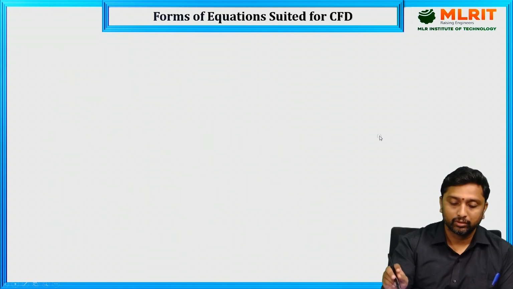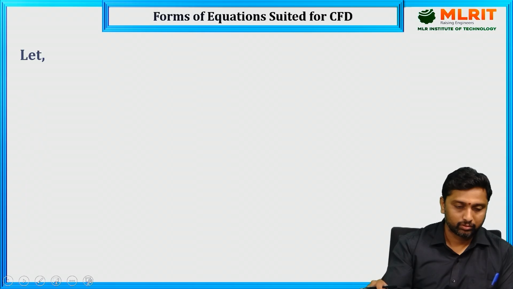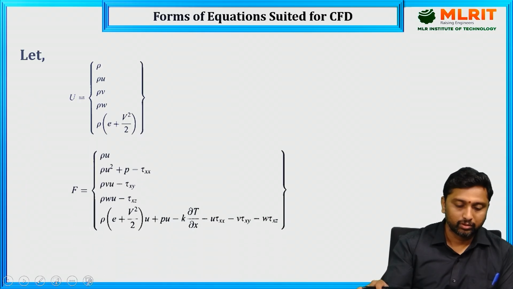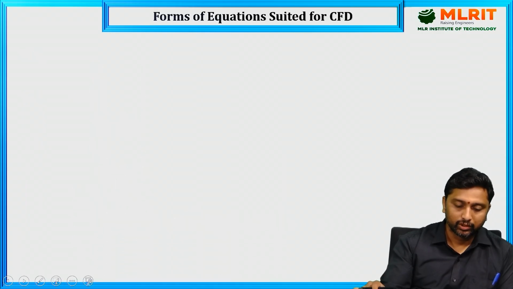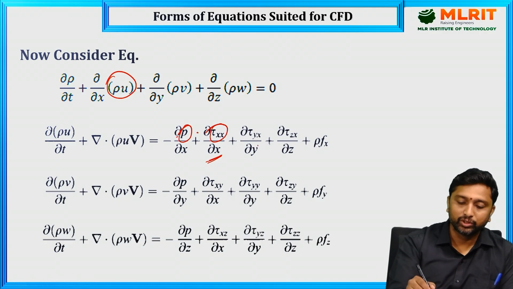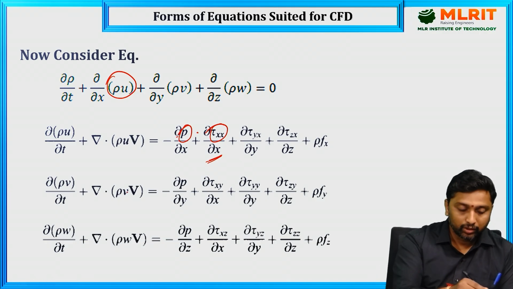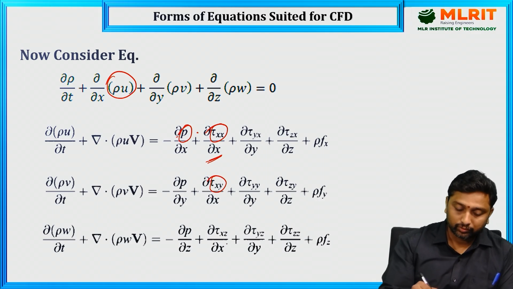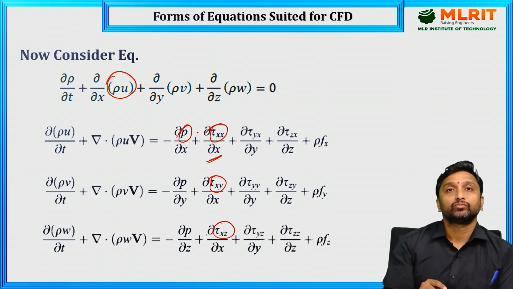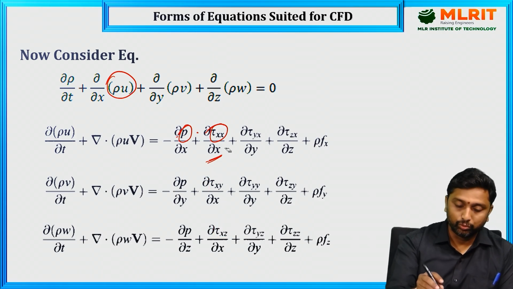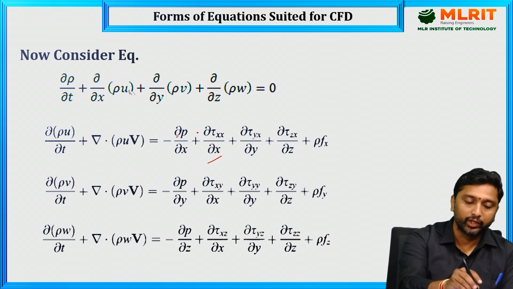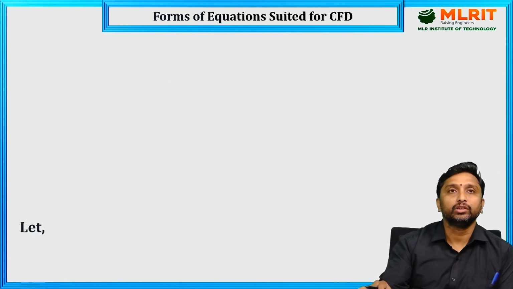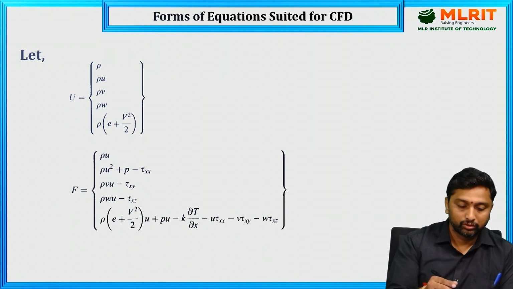Similarly, now if you observe y momentum, you can see dou tau xx by dou x. Then you have dou tau xz by dou z. So 3 terms, 1, 2, 3, 4 terms to be included in the components. Now let's see in this.